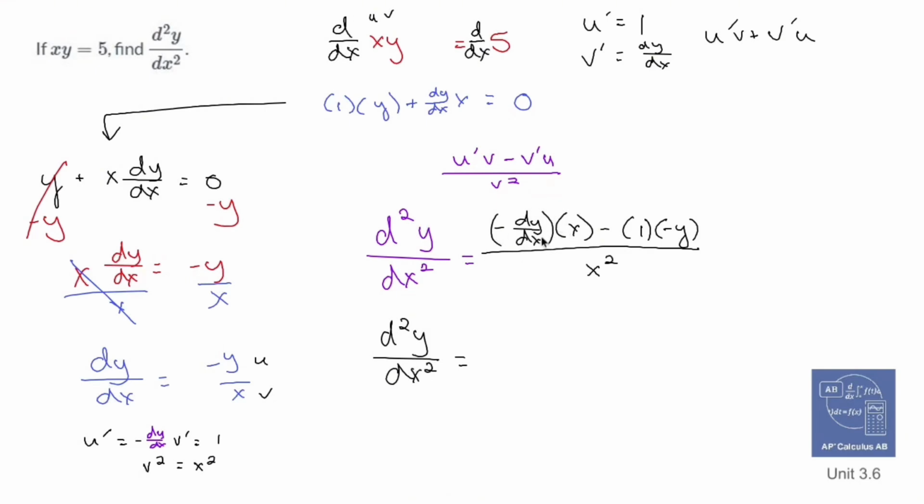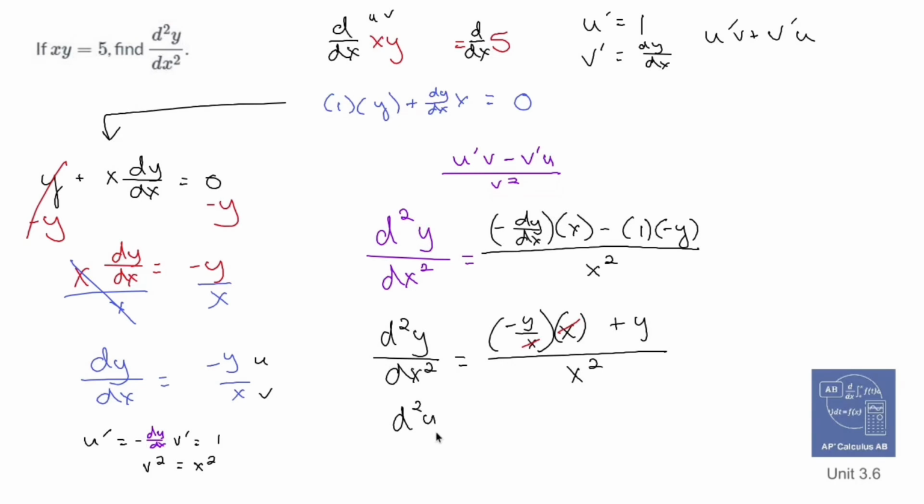You know what? I know what dy dx is because I found it over here. dy dx is negative y over x. So why don't I just replace those? Oh, how nice. And that allows these x's to cross out. Okay, so that's going to make life a little bit easier. Minus 1 times negative y is going to be plus y. Ooh, wonderful things happen. Over x squared.